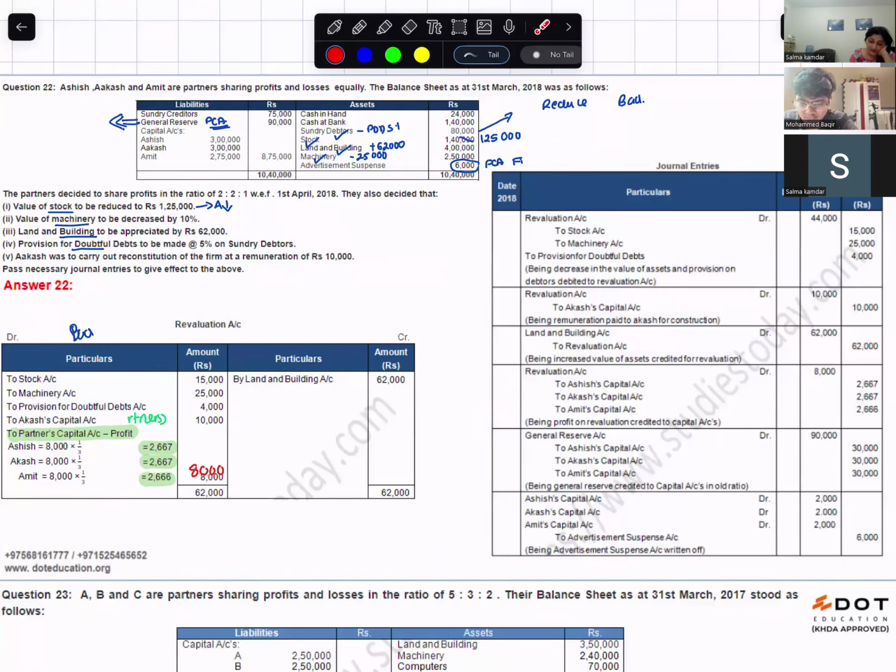General reserves has to be given to the partners in old ratio. General reserve is a credit balance. If you're giving it to the partners, it will be general reserve debit to partners' capital account credit, in old ratio. First do the sum up till here.